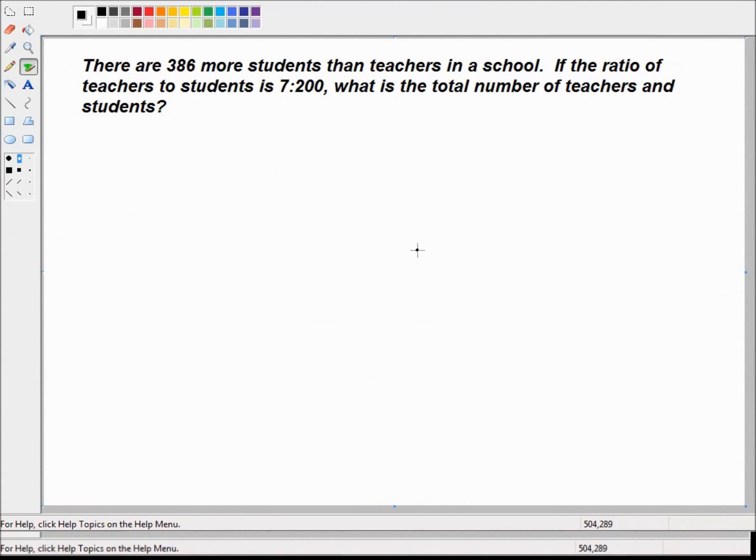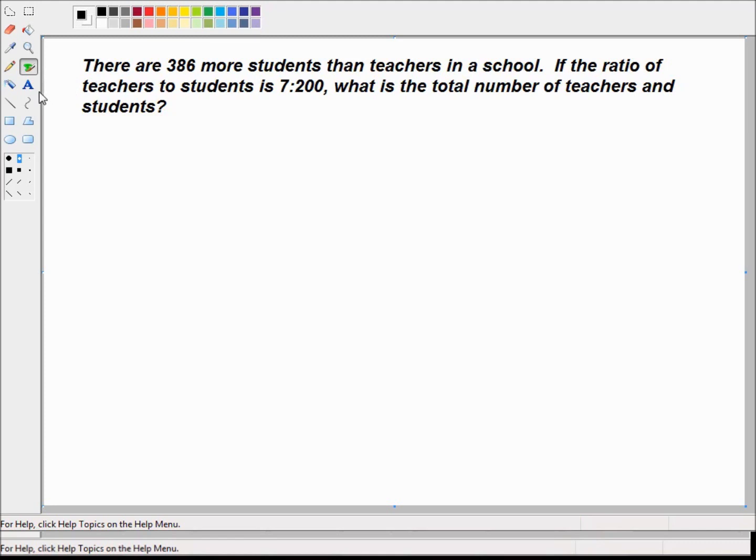Okay, so how did you get on with that question? Well, we're told there are 386 more students than teachers in a school. If the ratio of teachers to students is 7 to 200, what is the total number of teachers and students? What we're told is that the ratio of teachers to students is 7 to 200.